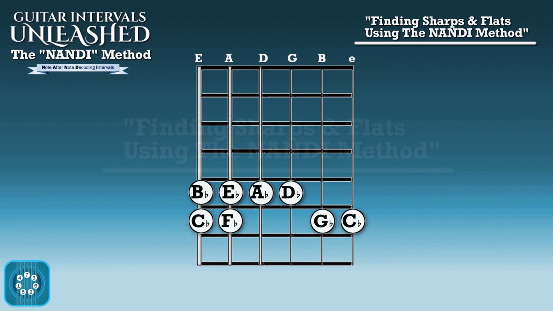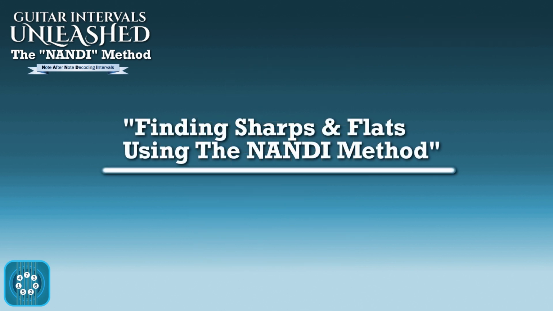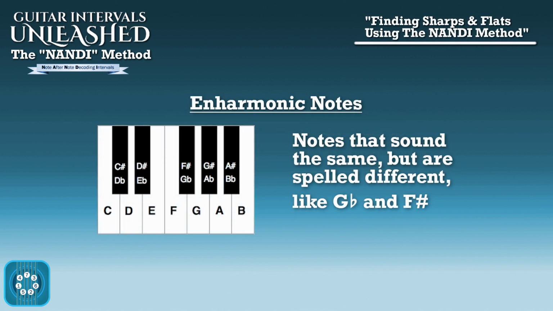So what's going on? Where are all these extra notes coming from? What's happening is there aren't any extra notes at all. There's just extra names for the same note. These are called enharmonic notes.